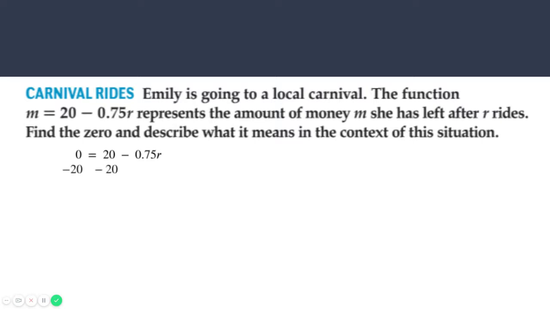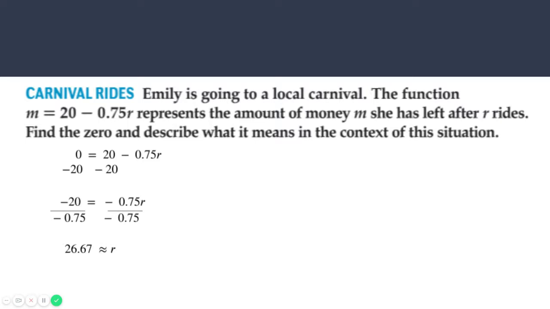So first step, subtract 20 from both sides. We've got negative 20 equal to negative 0.75r. Got to get the r by itself. Divide both sides by the negative 0.75. And when I use the calculator, negative 20 divided by negative 0.75 is going to give us a decimal. If I round it, 26.67 approximately for r.